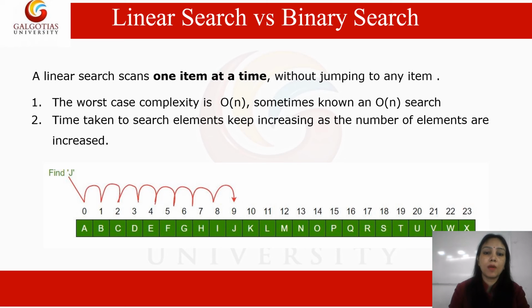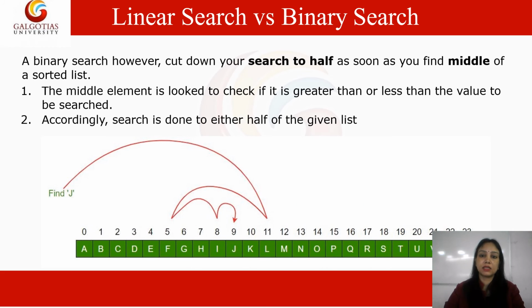The worst case complexity is order n, sometimes known as order n search, and the time taken to search elements keeps increasing as the number of elements increases. So this is the main difference. Now you all have that idea. Whenever you have a smaller list, you can go for linear search, and whenever you have a long list, first you sort that list and then apply binary search. So this is all about linear search and binary search.